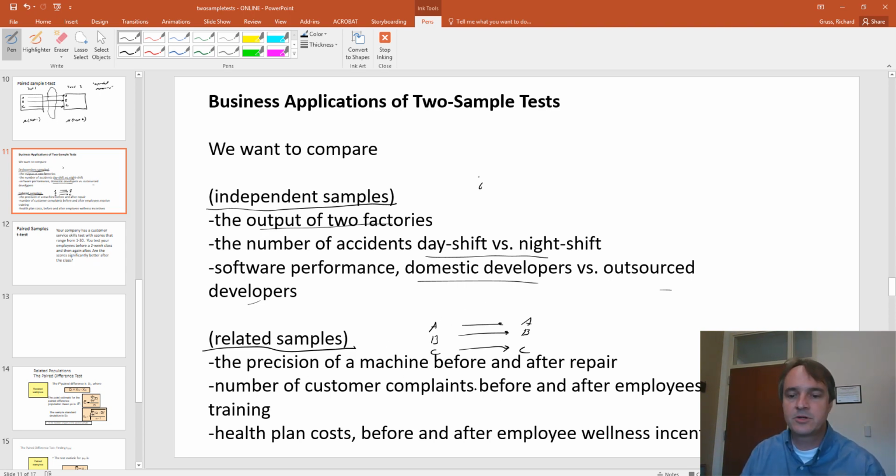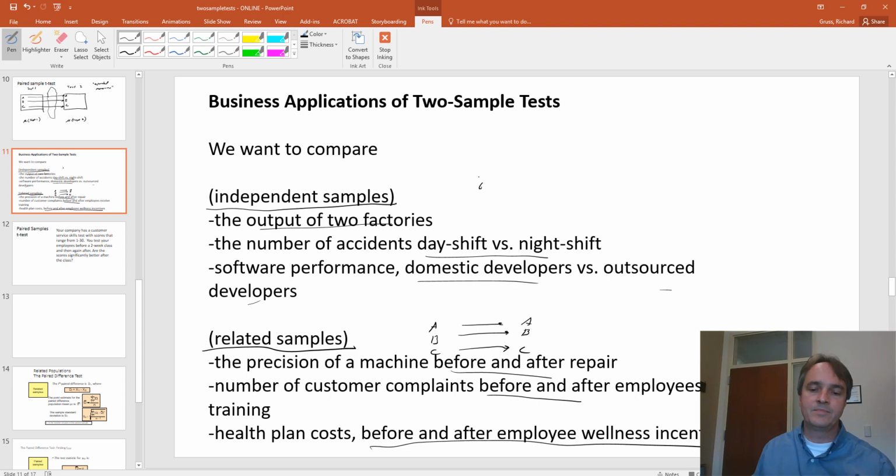The number of customer complaints before and after employees receive training. So once again, we've got a before and after. Health plan costs before and after employee wellness incentives. Supposedly your healthcare costs go down if you can encourage employees to adopt healthy life behaviors. Well, this is something that you can actually track.